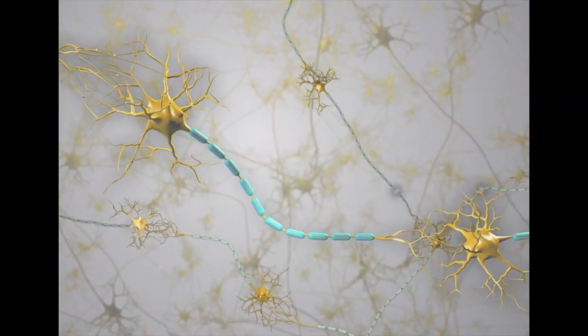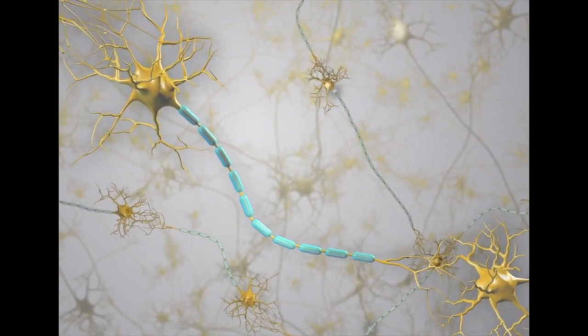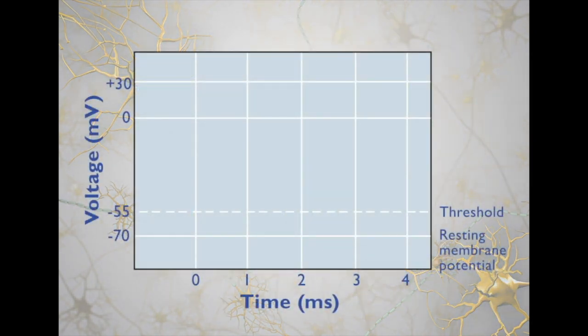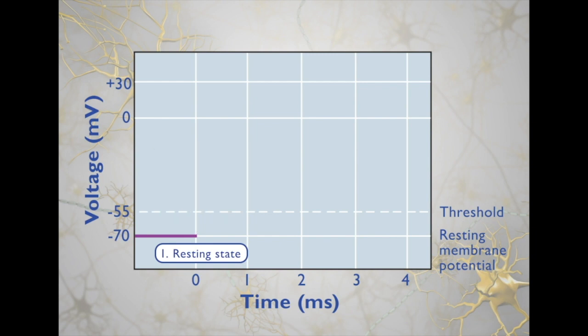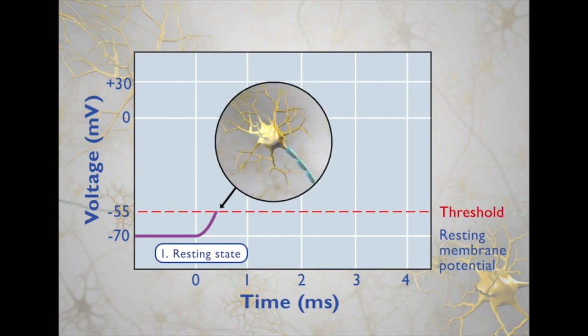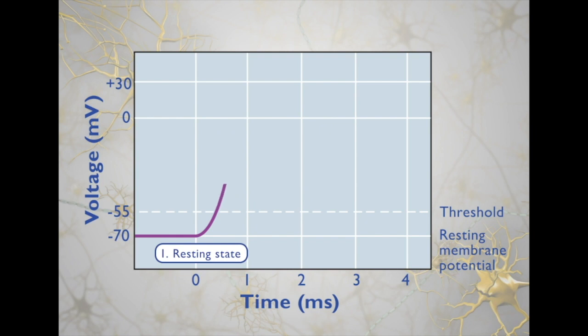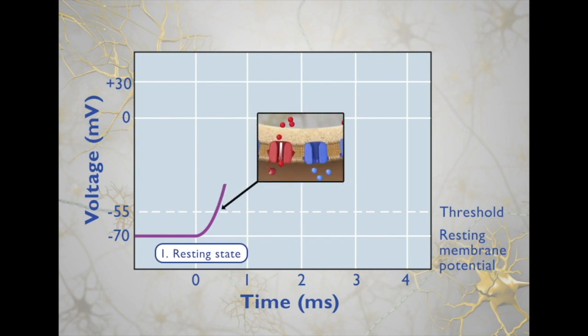Let's review what you have learned about the generation of an action potential. Voltage-gated sodium and potassium ion channels are closed in a neuron at rest. A stimulus that reaches threshold slightly depolarizes the membrane of the initial segment, or trigger zone, where the action potential originates. At this point, some voltage-gated sodium channels open, allowing sodium ions to diffuse inward.